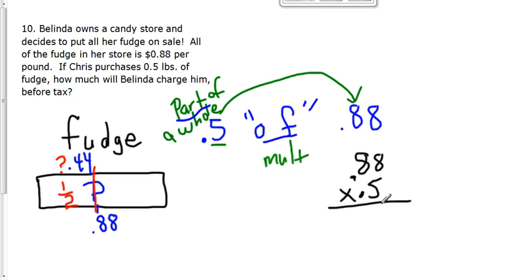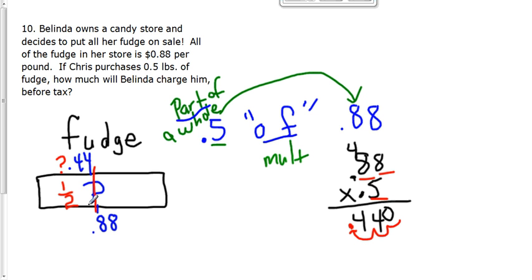5 times 8 is 40. Put my 0, carry my 4. 5 times 8 is 40, plus 4 is 44. And then I have to count the places in the problem, because I have that many in my answer for the decimal. 1, 2, 3. So I should have 3. So the answer would be 44 cents.